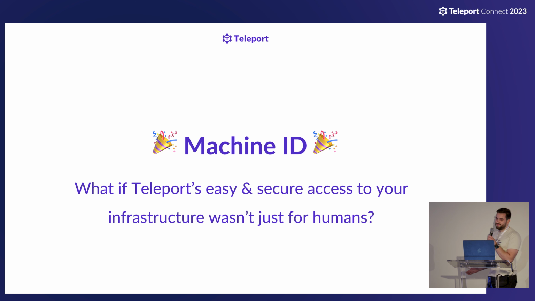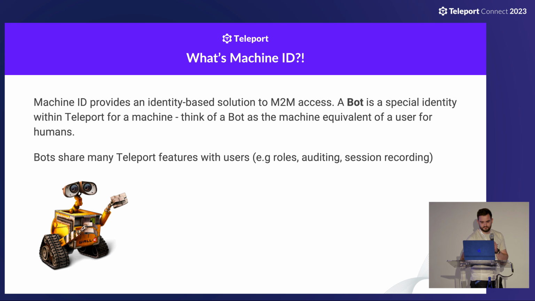Introducing Machine ID, Teleport's solution to this problem. We kind of saw the question, Teleport might be the easiest and most secure way for your humans to access your infrastructure, but can we take the technologies that power Teleport and use them for machines too? Machine ID provides an identity-based solution to machine access, with the concept of a bot being introduced. A bot is to a machine what a user is to a human, and they share many of Teleport's existing features, whether that be their access being controlled by roles, or their access being audited in our auditing log.